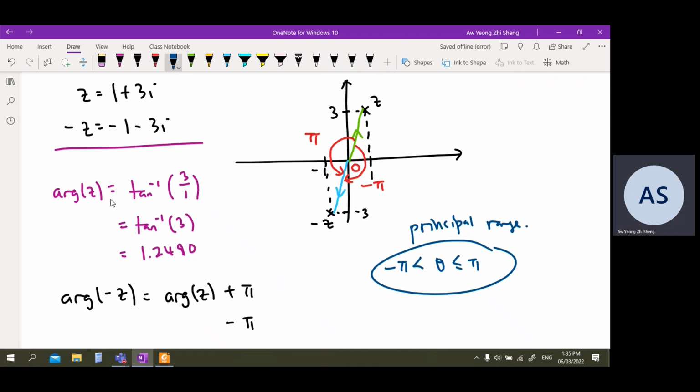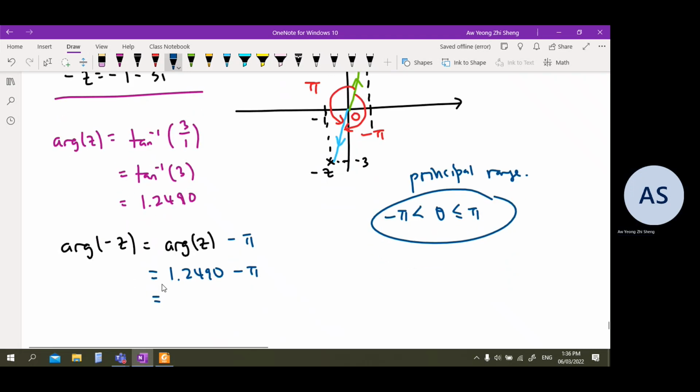Okay, so knowing that my argument of z is 1.24 something, if I add pi, it will actually go beyond pi. 1.2490 plus pi will be greater than pi. So I don't want to take plus pi, I should take minus pi. Yeah, so it is from there that we decide. So you have 1.2490 minus pi, then you would get negative 1.8925. So this is still within the principal range because negative pi is negative 3.14 something.